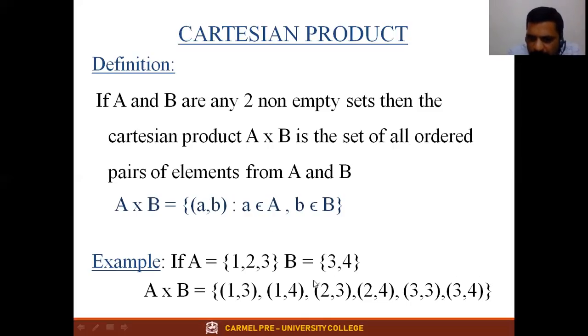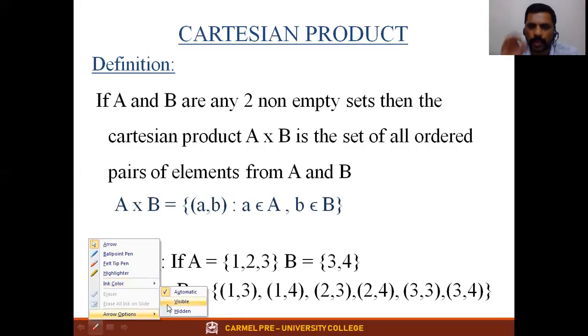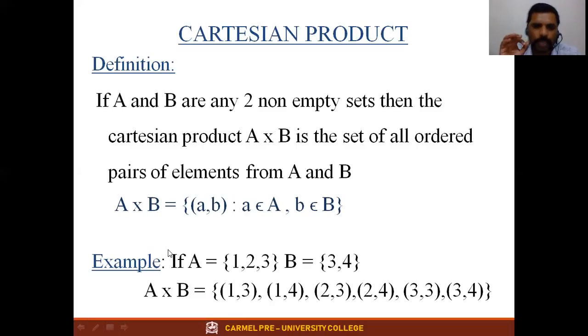All the pairs are taken, that means A cross B. Otherwise, no. Now, I'll repeat once again the definition of A cross B. A cross B for any two non-empty sets is defined as the set of all ordered pairs of elements from A and B. Now, I have given the example also.